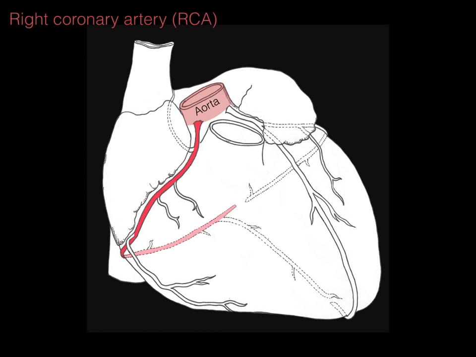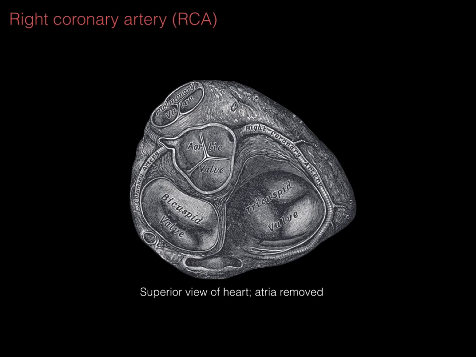Now let's take a look at a superior view of the heart, and we're going to take the atria, which have been removed, and there's the anterior surface, and that's the right side. In red, there's the aorta with the aortic valve, and the right cusp of the aortic valve is highlighted, and there in black, that's where the opening for the right coronary artery arises just superior to that right aortic cusp, and that right coronary artery flows in the coronary sulcus along the top of the heart.